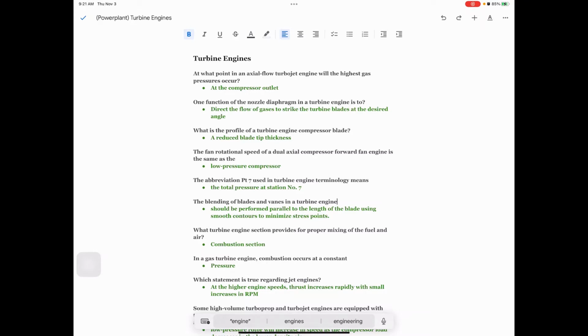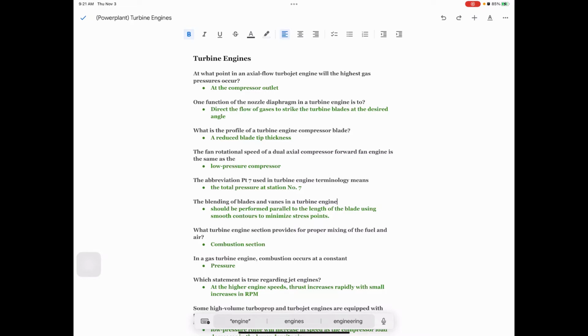What is the profile of a turbine engine compressor blade? A reduced blade tip thickness. The fan rotational speed of a dual-axial compressor forward fan engine is the same as the low-pressure compressor. The abbreviation Pt7 used in turbine engine terminology means the total pressure at station number 7.